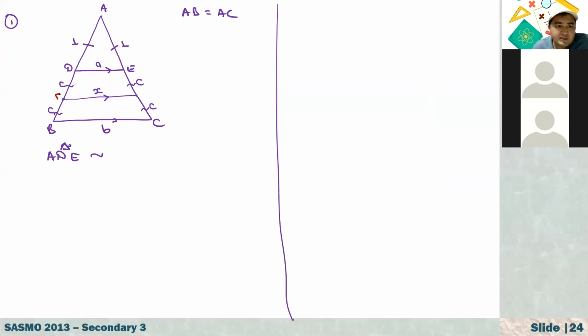ABCDE. Let me just name this as F, and this one is G, right? It is similar to AFG, and also it is similar to the biggest triangle ABC. They are similar. Why? Because corresponding angles are the same, and this angle is a common angle. This angle equals this angle equals this angle, right? And also these angles, they are equal to each other.